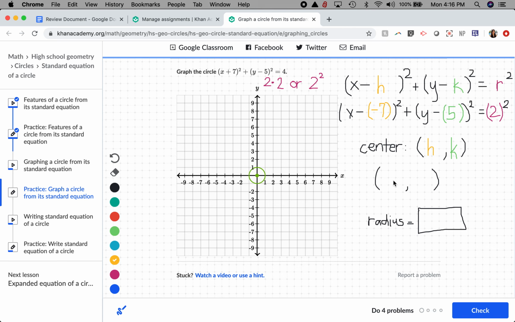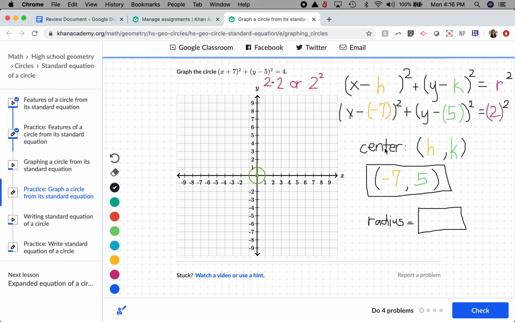H, as we found, is a negative 7. K, as we found, is a positive 5. And I'm actually going to go ahead and box this really quickly. Boxing the values that we're looking for makes it easier to direct your attention, or it's easier for a teacher to check your work.